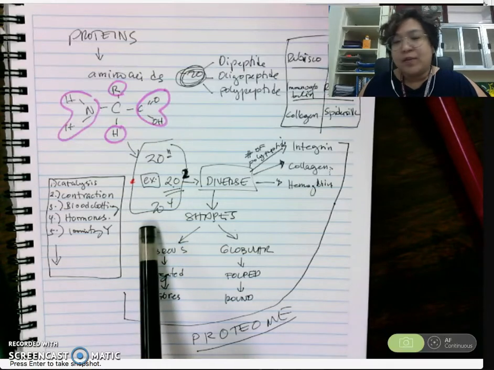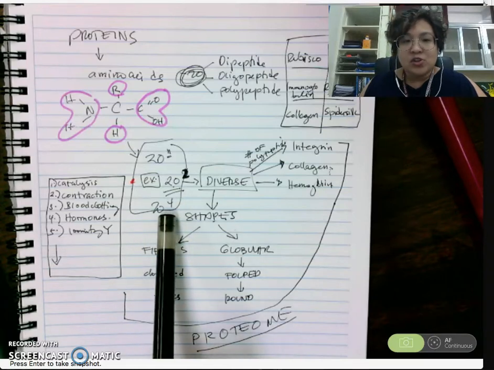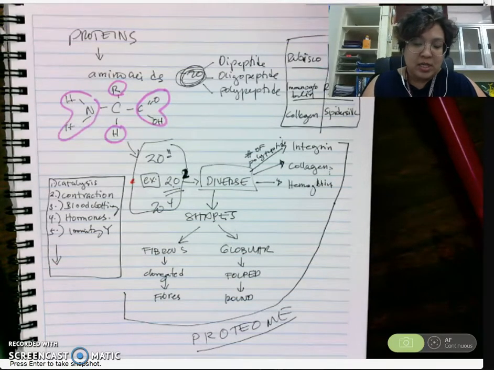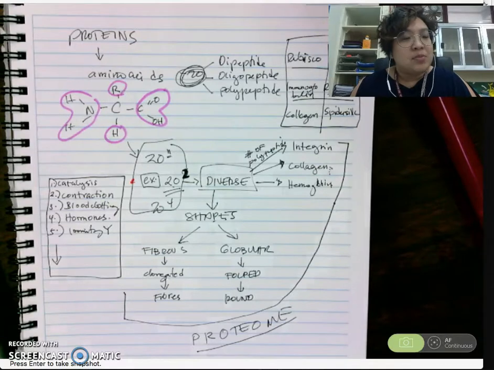Another example, if you have 4 amino acids, how many structures can you form? That's 20 times 20 times 20 times 20. That will give you 160,000 different sequences of amino acids.